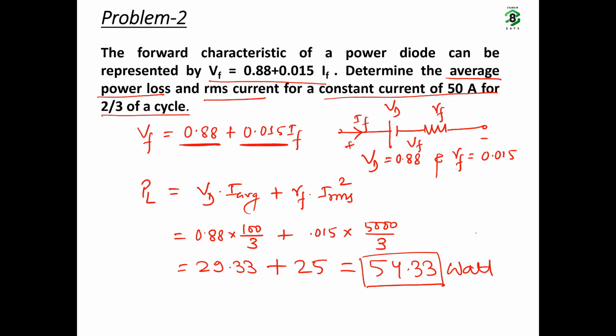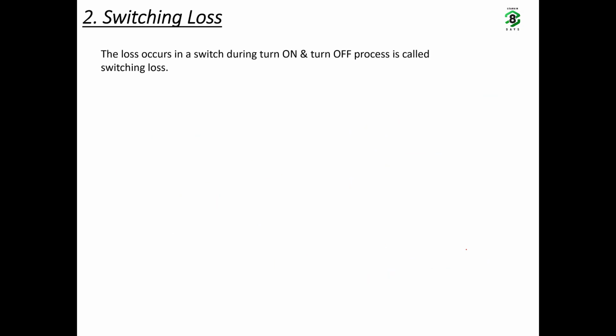Now let's move on to our next concept. Here we will be discussing how to calculate the switching loss. Switching loss means when a switch is turning on or turning off, the loss that occurs in the switch during that time is called the switching loss. Let us understand this concept.